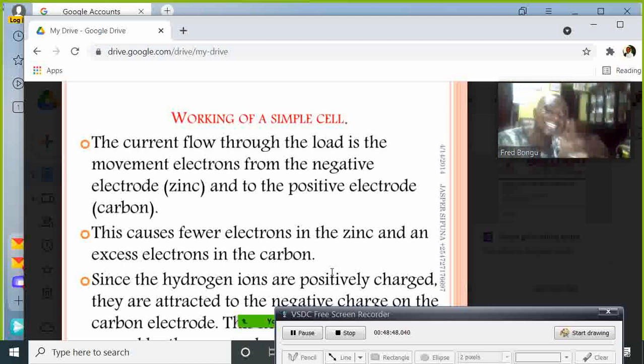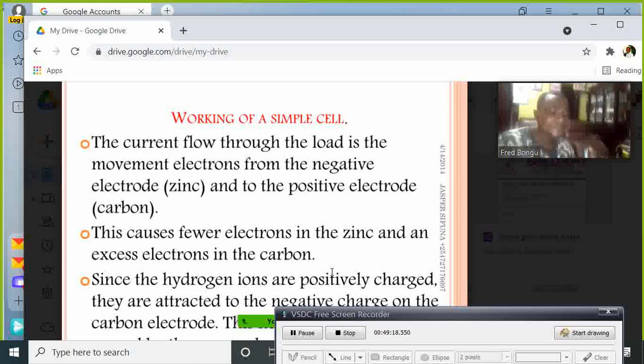Now, when the flow occurs from the negative to the positive, it means electrons are going to be fewer in the zinc because zinc is giving out. Therefore, they are going to be fewer here, and in excess in the carbon part, because they come from the zinc to the carbon. Therefore, electrons are going to be fewer in the zinc and more in the carbon.